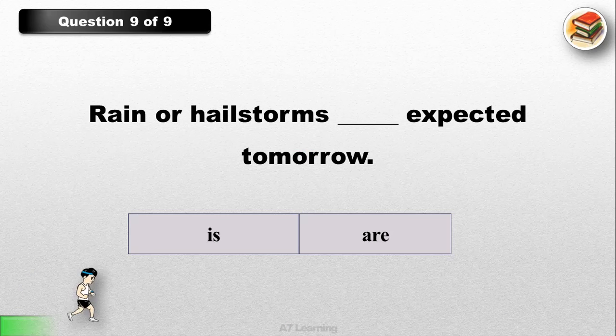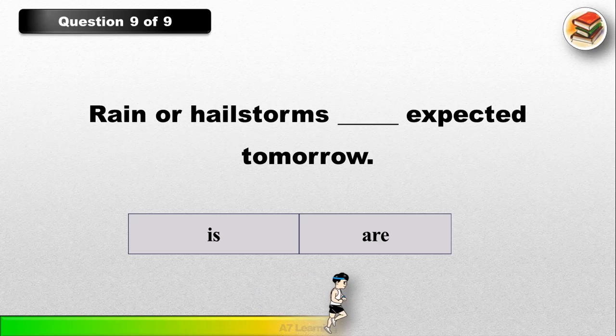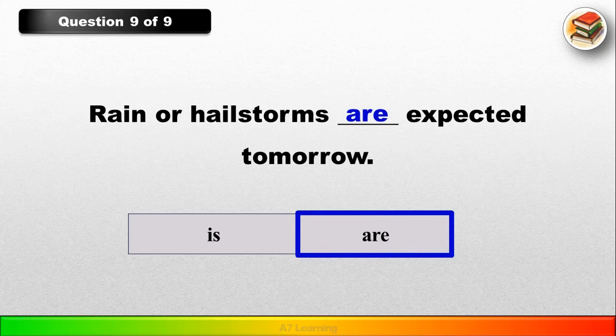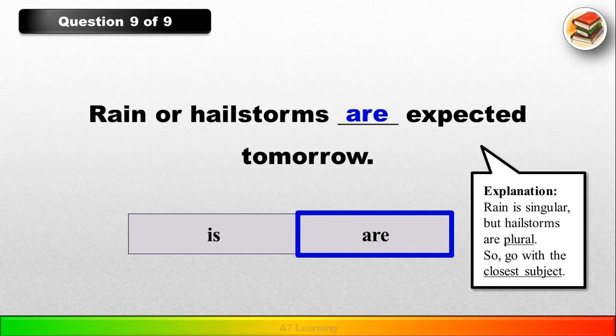One more. Rain or hailstorms blank expected tomorrow. This is a tricky one because we have two subjects and one is plural, one is singular. So remember the rule. You go with the one closest to the verb. So rain or hailstorms are expected tomorrow. And remember, that's the mixed subjects with an "or" in the middle.